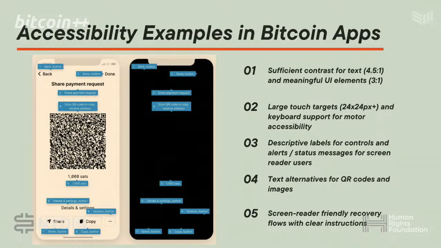And then text alternatives for QR codes and images. If you don't know the QR code is on the screen and you're a blind user, you might not know whether you're on the screen to accept the payment request and whether or not to present your phone to somebody to get paid, right? So just providing a short text alternative, letting the user know that there is a QR code on the screen is very helpful. And then screen reader friendly recovery flows with clear instructions are also going to be very helpful for obvious reasons of, entering one word in your mnemonic seed phrase in the incorrect order is going to lose all your funds, right?